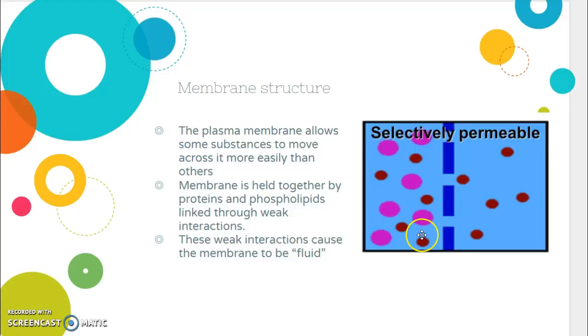So if you look over here at this picture, you can see that the red circles are passing through and the pink circles are not. That's an example of a membrane being selectively permeable. You're going to see in a few minutes a picture of a cell membrane that illustrates the phospholipids and the proteins. Those are held together through weak interactions, and those weak interactions cause the cell membrane to have a fluid-like model.